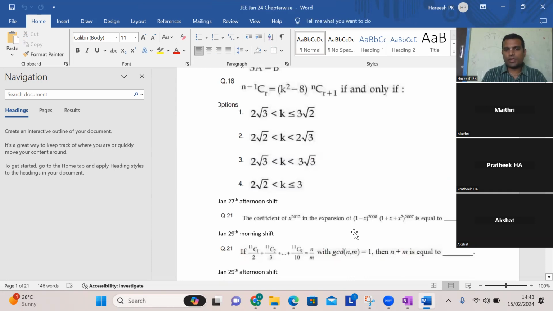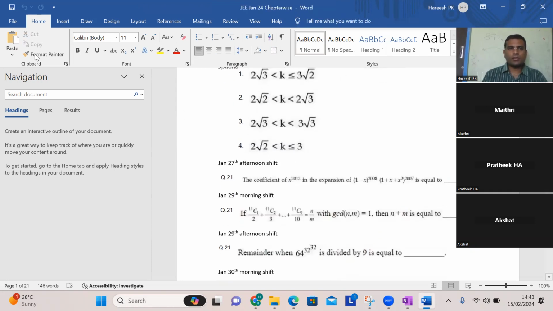27th afternoon shift. I think this was an easy question. Do you want me to discuss this or is it clear? They're asking the coefficient of x to the power 2012. You have to combine this and this, right? What is 1 minus x into 1 plus x square? How much is that? 1 minus x, and 1 minus x cube, x cube minus 1.